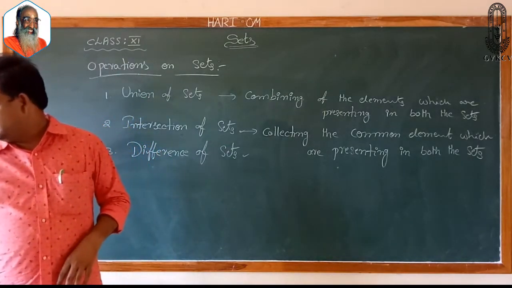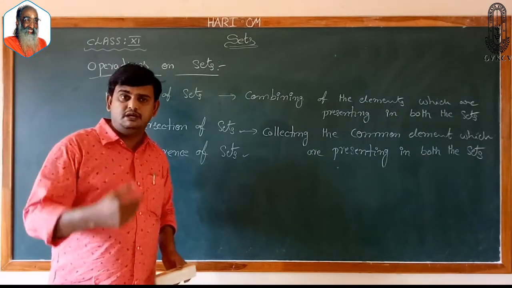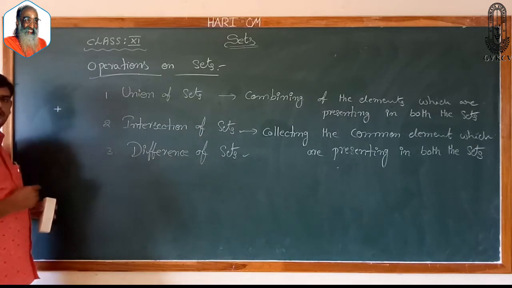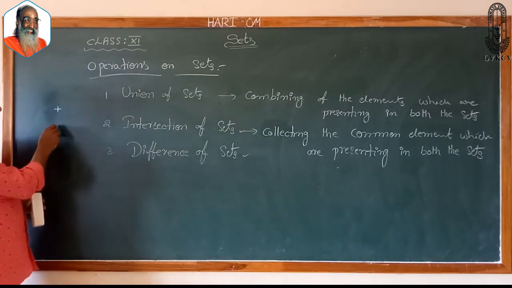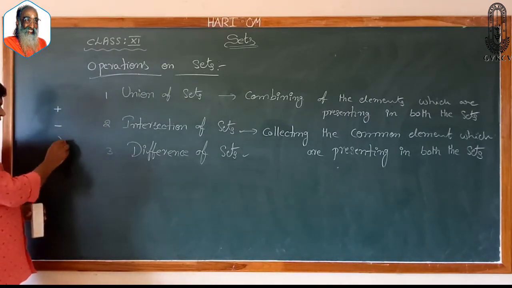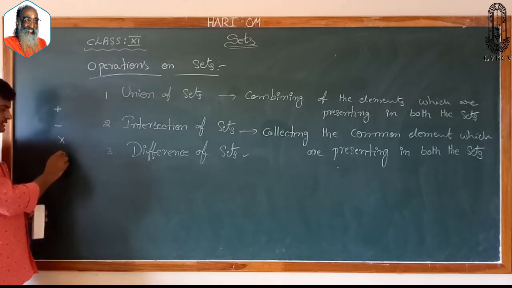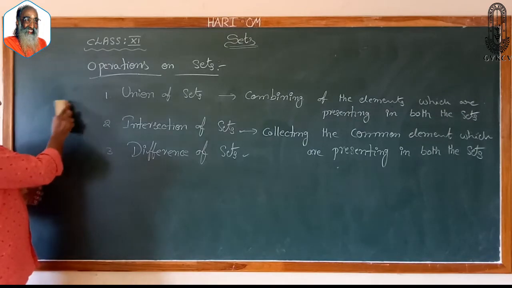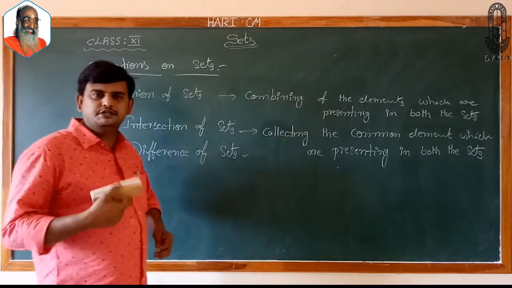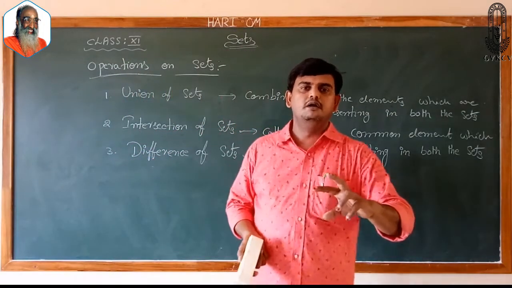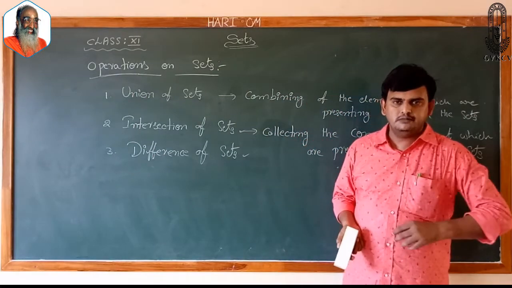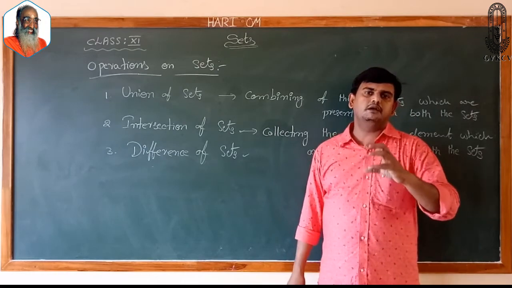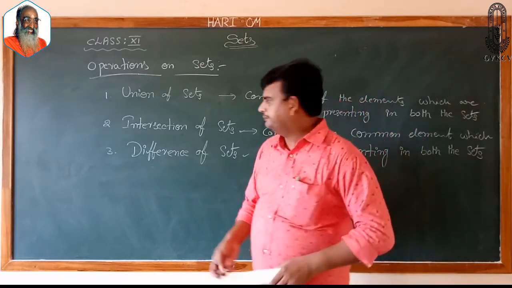For every operation, like addition, subtraction, multiplication, we have symbols. Whenever we see the symbol, immediately you can notice this is addition, this is subtraction, this is multiplication, and this is division. By seeing the symbol itself, you can understand what operation we are going to perform between the numbers. Similarly, for these three operations also, we have particular symbols. What are they?